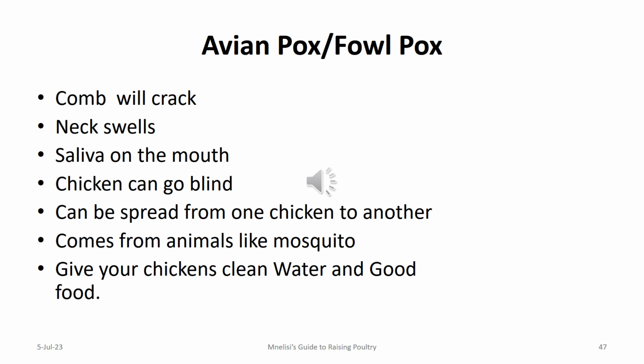Avian pox or fowl pox. Here are the symptoms of this disease: cracked comb, swelling of the neck, saliva in the mouth. Chickens can even go blind. This disease can spread from one chicken to another. This disease comes from animals like mosquitoes. There is no medicine for this. You will need to give your chickens clean water and a good diet.